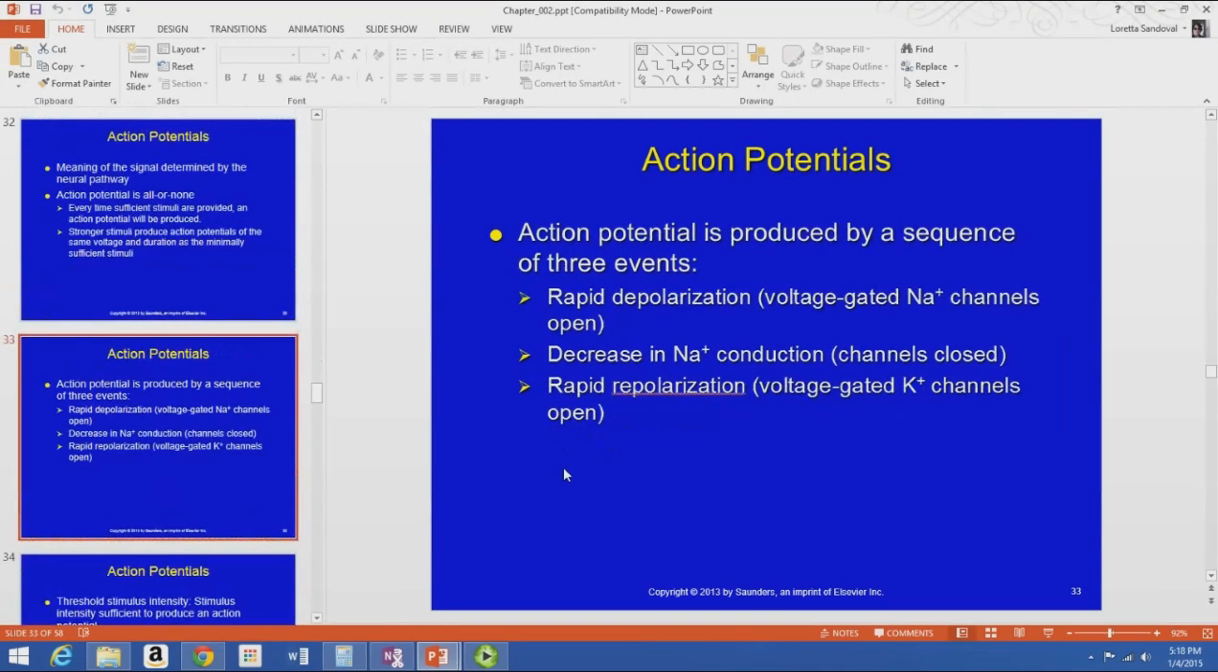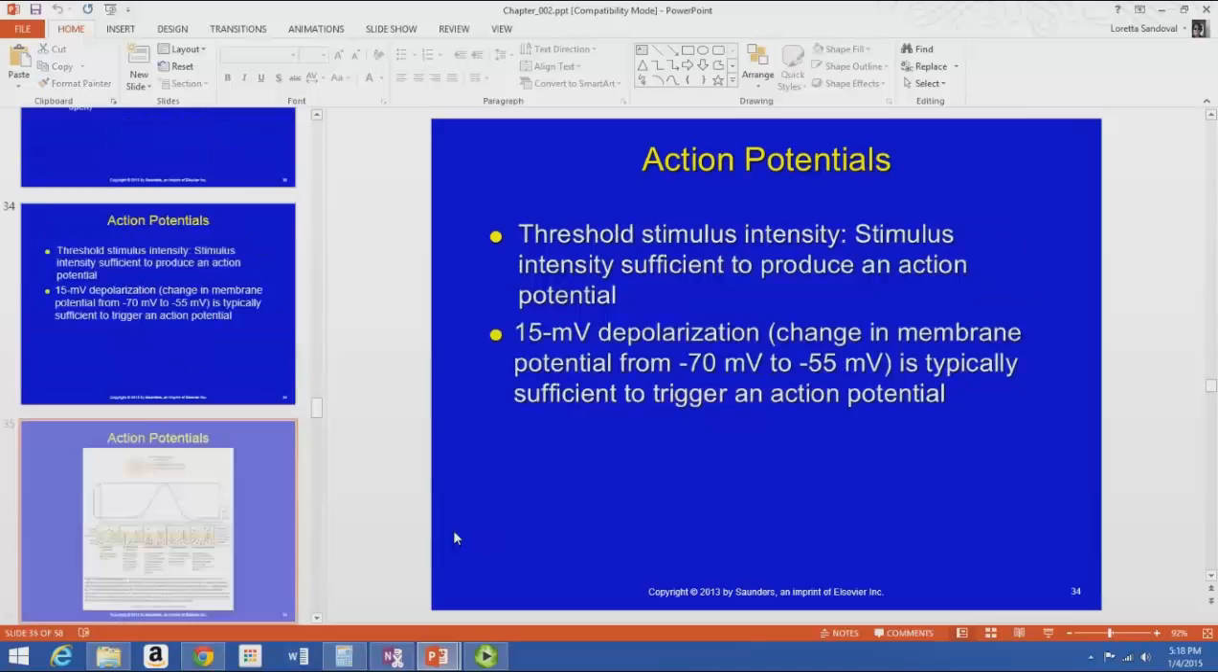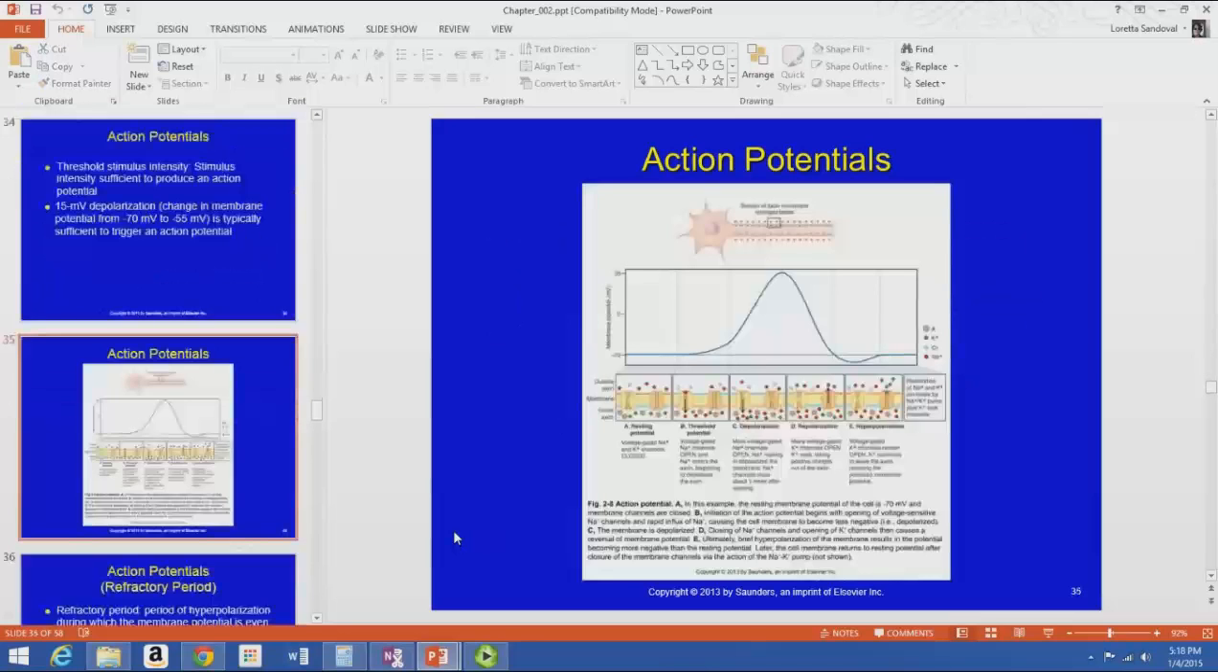The action potential, you get rapid depolarization of those voltage-gated sodium channels. You get the sodium channels then slam closed, and you get rapid repolarization. And it opens the voltage-gated potassium channels. So it's a really fast sequence of events. Bam! The sodium channels open. They slam shut. And then potassium channels open. So there's a little graphic. I love this graphic, actually.